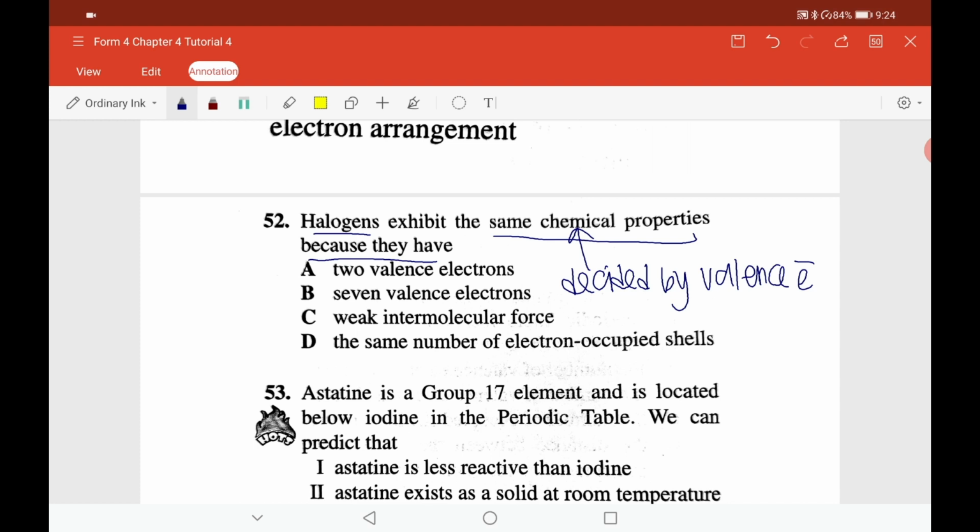So all group 17 elements have the same chemical properties because they have the same number of valence electrons, which is 7. Please remember, this is a very simple, very straightforward question. All the substances in the same group have the same number of valence electrons. Because they have the same number of valence electrons, they have the same chemical properties.